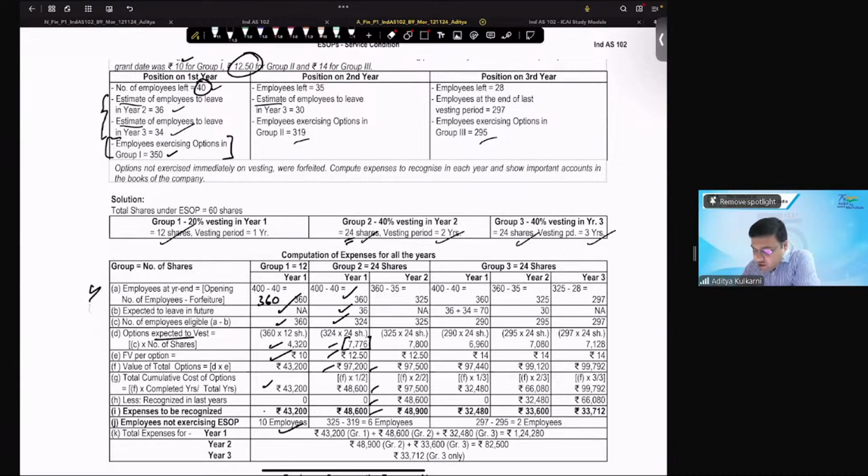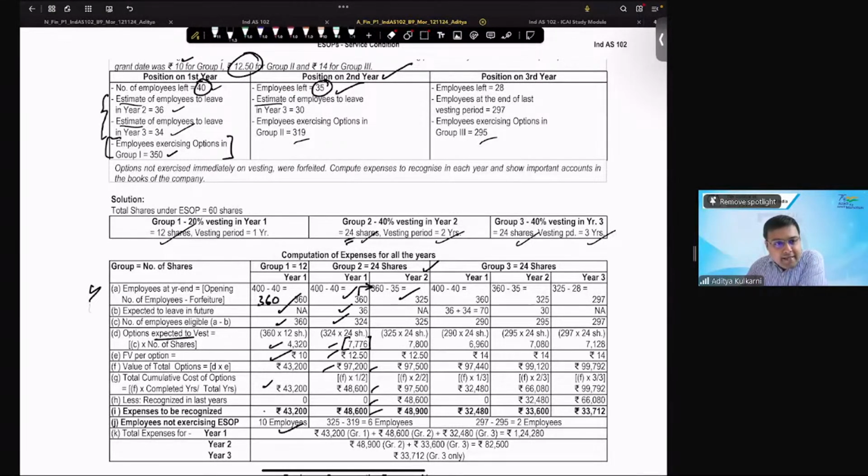Okay. Coming to the next one, year 2. I start with 360 employees because 40 तो actually चले गए. 40 ने resign किया ना year 1 में. Yes, sir. 40 people resigned. So I'm having 360 opening balance of employees. Out of 360, 35 left. Position on second year, 35 left. So I'm left with 325 employees. Is it okay? Yes, sir.